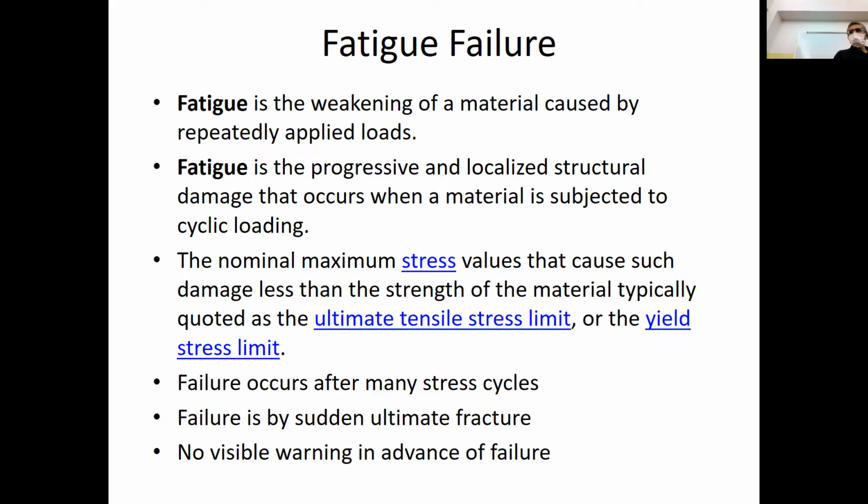Fatigue is progressive and localized structural damage when a material is subject to cyclic loading. And when we say cyclic, it could be completely reversed, or load-unload, or could simply be fluctuating. The simplest one of them is the completely reversed. So keep that in mind. Completely reversed is a special case. This is where we got the SN diagram from, as I'm going to show you in a second.